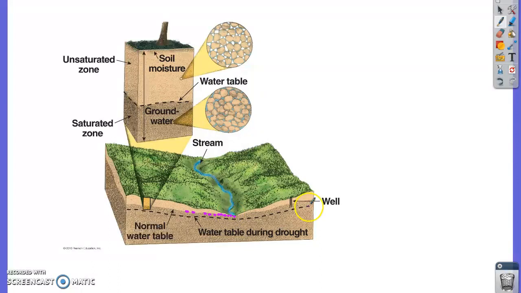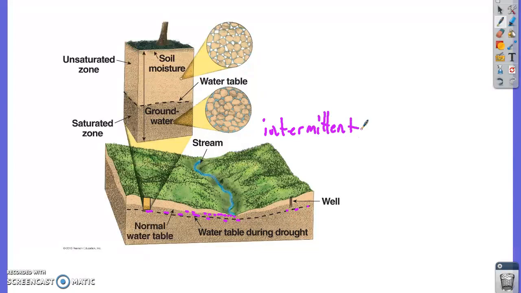However, if you get a drought, notice this dotted line down here. Then the water table is below the surface, and this stream would eventually dry up at that point. And some streams are like that. We call them intermittent streams because they don't always have water in them.